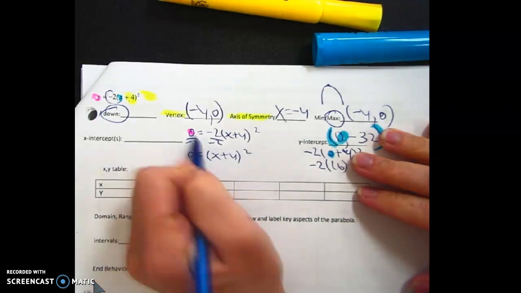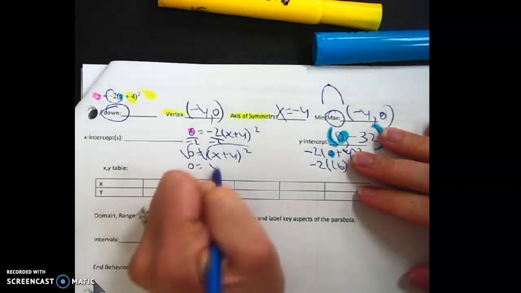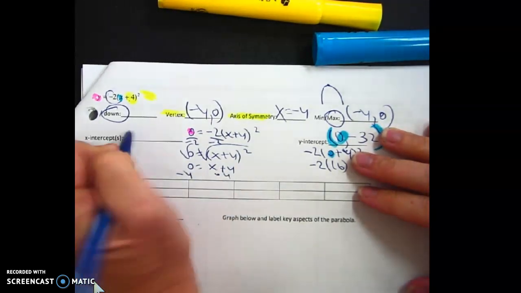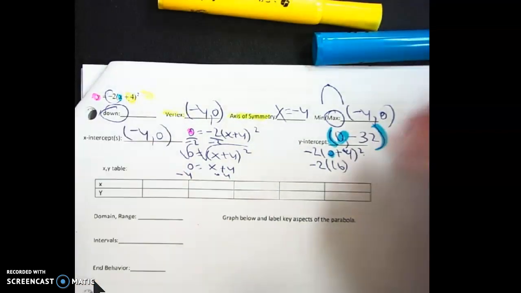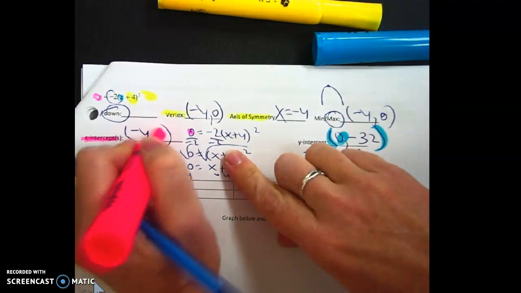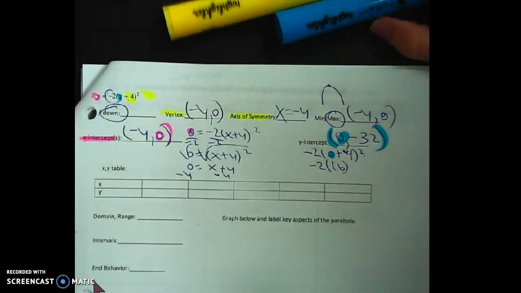So dividing, 0 divided by anything is 0. If you take the square root of nothing, it's still nothing. And then subtract 4, and then negative 4, 0. Some of you, I'm hoping you noticed that the vertex was also the x-intercept. That's going to happen sometimes, especially for some of your projects.